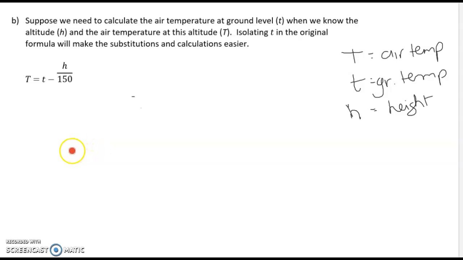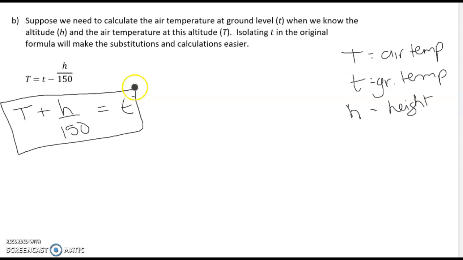So we're going to rearrange to solve for little t, isolating t in the original. This is what we're going to do. We're going to take this negative h divided by 150 and add it onto this side. So we're going to have T plus h over 150 equals little t. This is our new formula. If you wanted, you could also write it the other way around, little t equals big T plus h divided by 150.